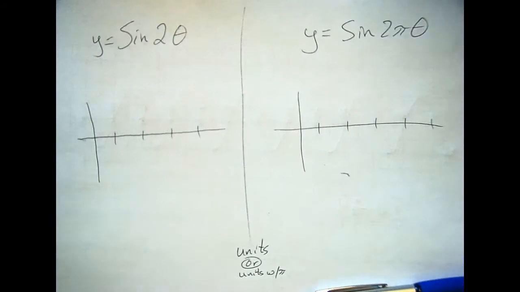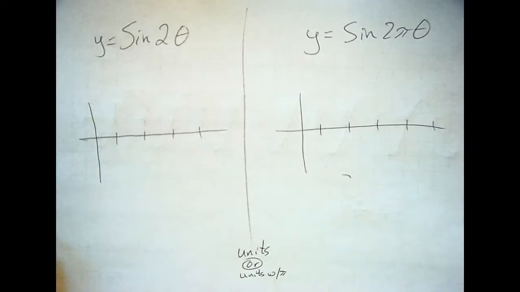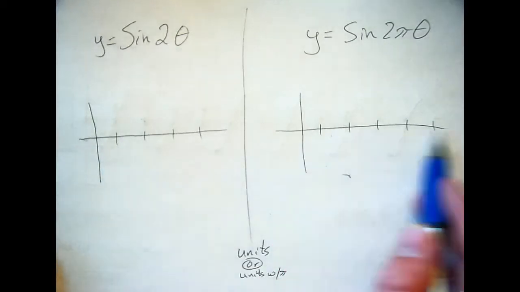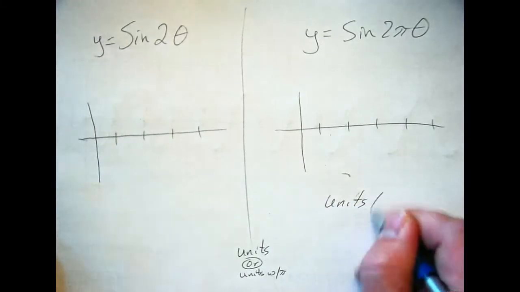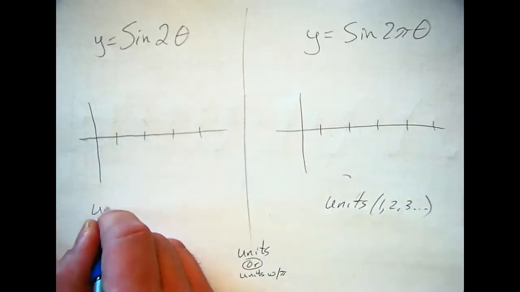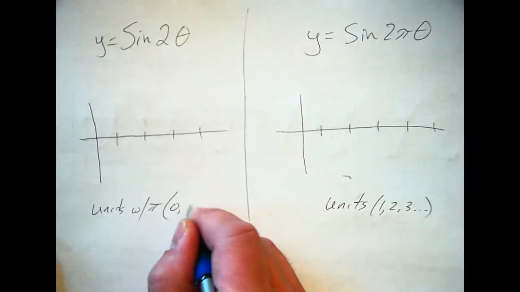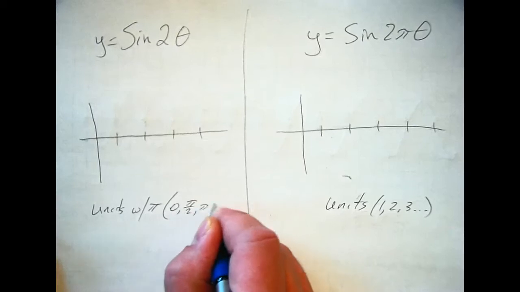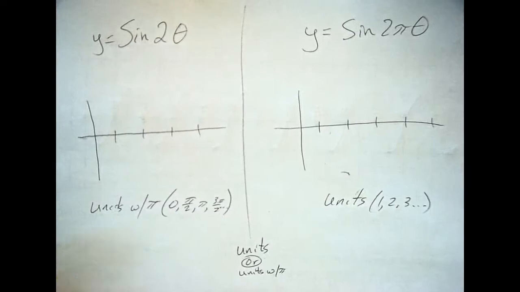Okay, how many have made their decision? How many say the one on the left is going to give me normal units, like 1, 2, 3, 4, 5? How many say the one on the right is going to give me normal units, 1, 2, 3, 4, 5? Okay, so everyone's saying the one on the right is just regular units, for instance, 1, 2, 3, and so on. And the one on the left is going to give me units with pi. So for instance, 0, pi over 2, pi, 3 pi over 2, and so on. Everyone agrees with that. Why?